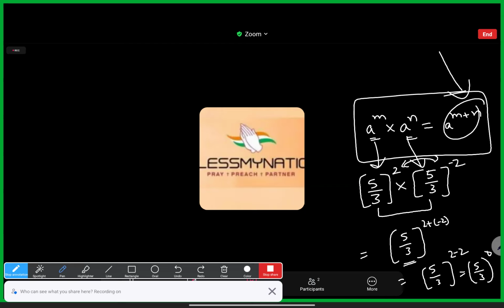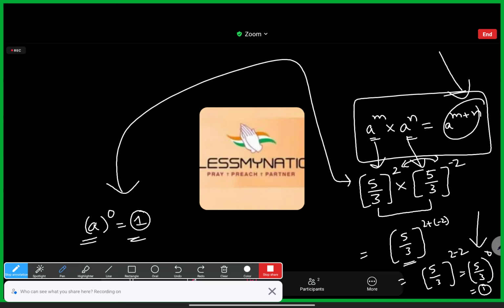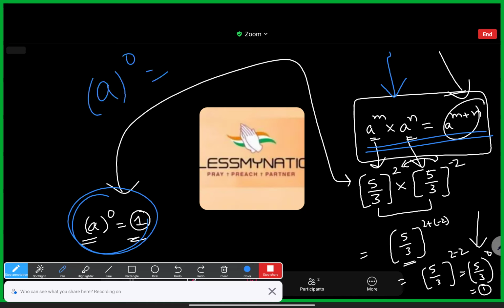So now we have one more law of exponent. Any base power 0 is, any idea? Any base power 0 is 1. Actually, anything power 0 is 1. So this 5 by 3 whole power 0 answer will become finally 1. So to revise one more law of exponent, I just took this example. Now here we have used two more laws: a power m into a power n is a power m plus n, and a power 0 is 1. If you see any base with power 0, it will be 1 only, always.